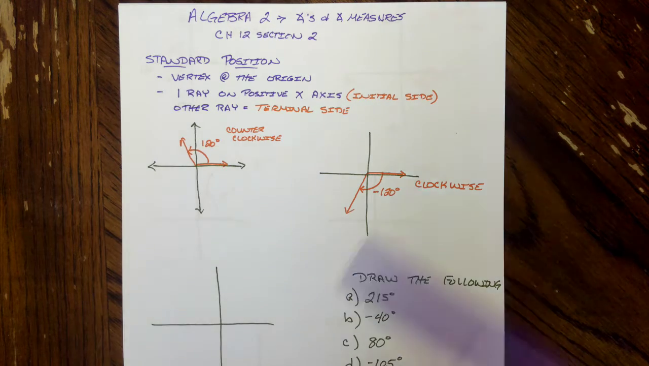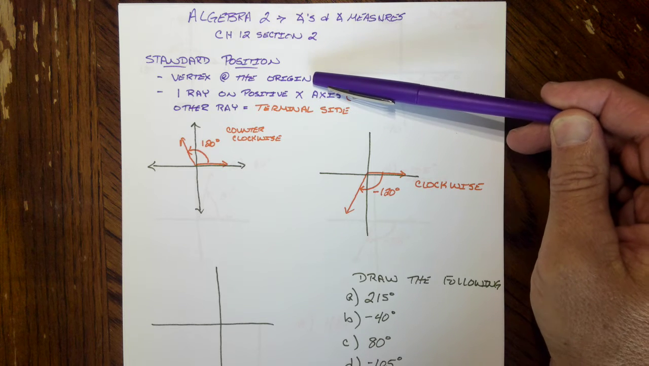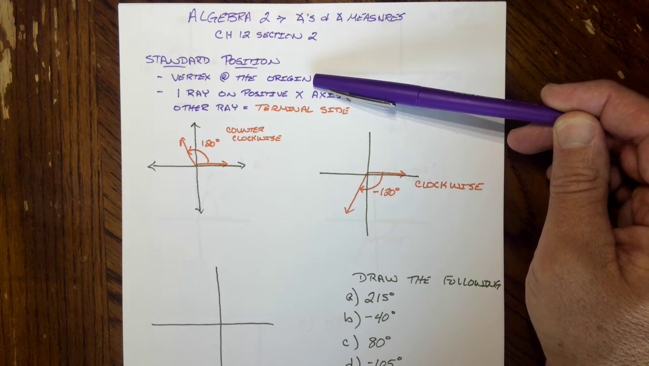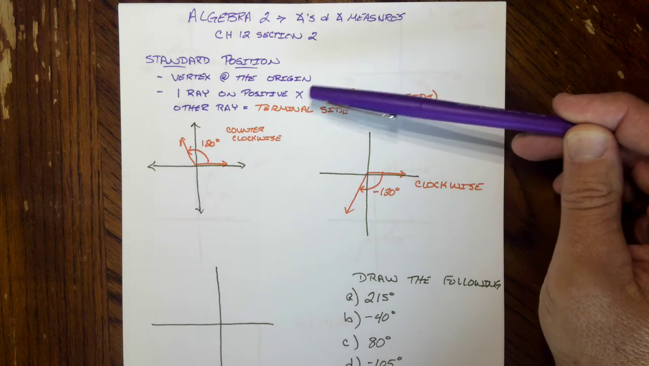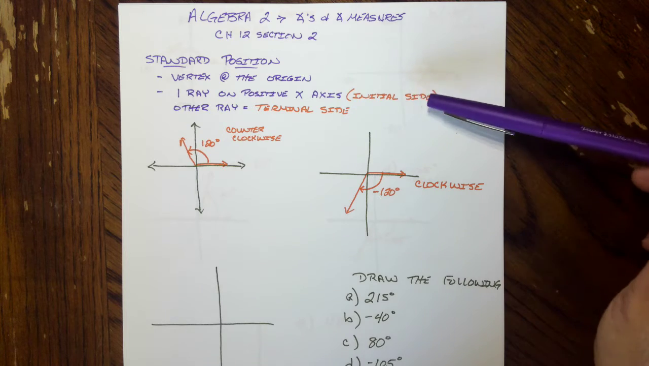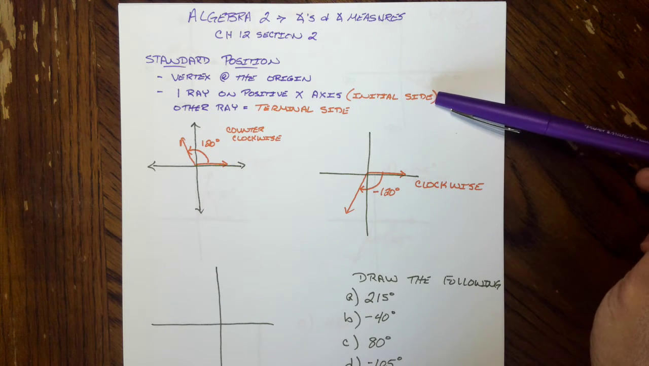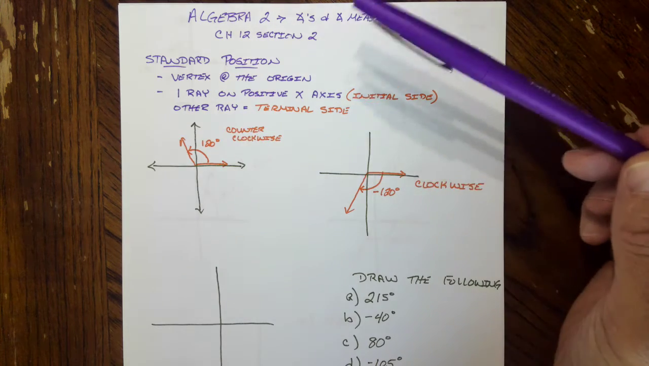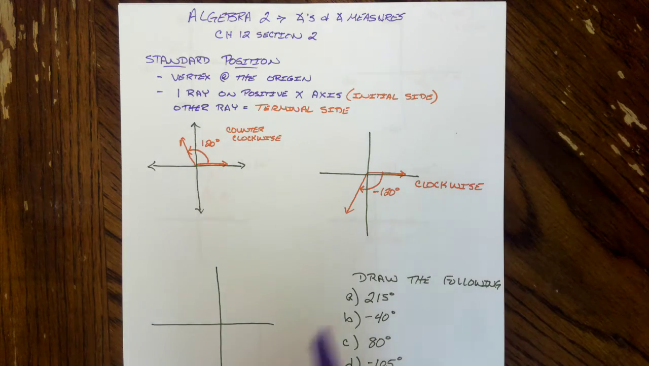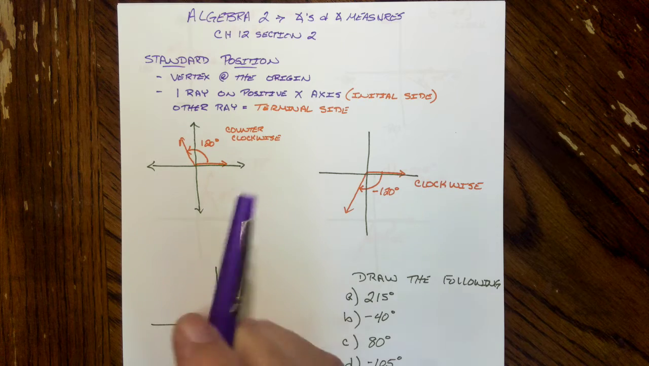So the criteria for standard position: the vertex has to be at the origin, so we'll be using the x-axis and y-axis with these things. One ray must be on the positive x-axis, and this will be called the initial side. The other ray can be anywhere, and this will be called the terminal side. Now, there's directions that are going to be important here.